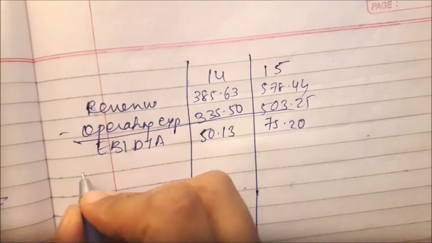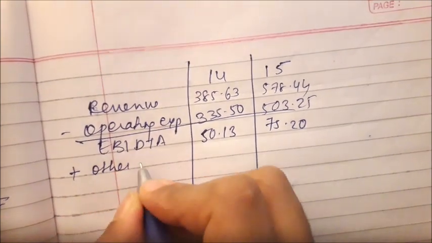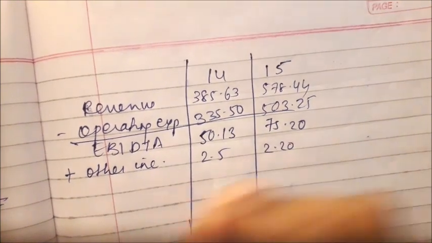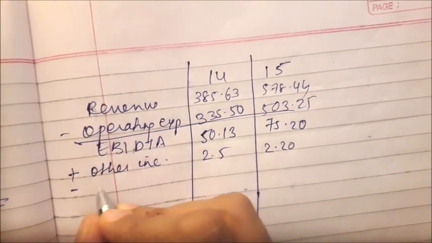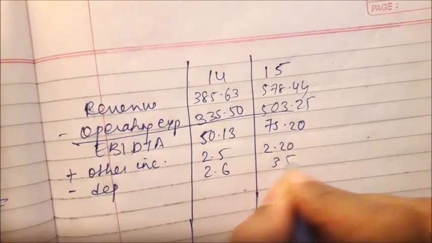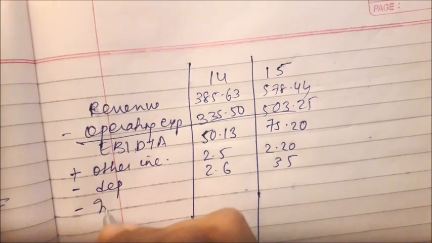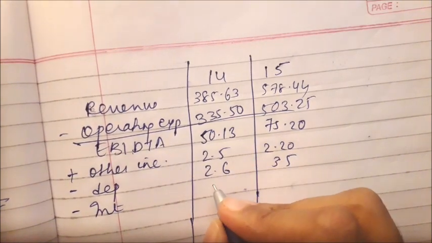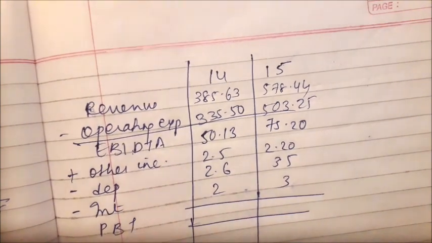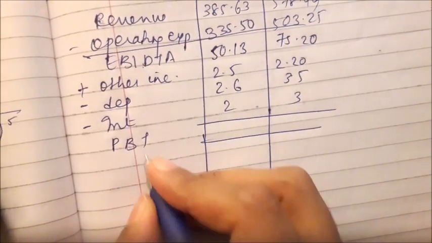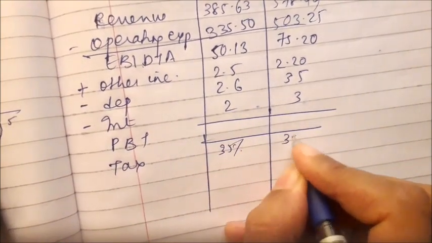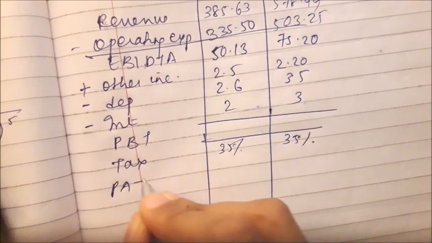50.13, 75.20. Later they provided other income, so we'll add that other income 2.5, 2.20. We will subtract depreciation, 2.6, 3.5. Then we'll reduce the interest amount. Interest is 2 and 3. Doing all this, we are going to get profit before tax. Okay, after finding this, we will apply the tax at 35%. So we are going to get profit after tax.